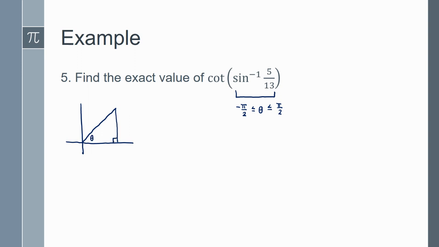Okay, sine is opposite over hypotenuse. So 5 is opposite, 13 is the hypotenuse. I want to know what that other side is. Well, hopefully you recognize that it is a Pythagorean triple.